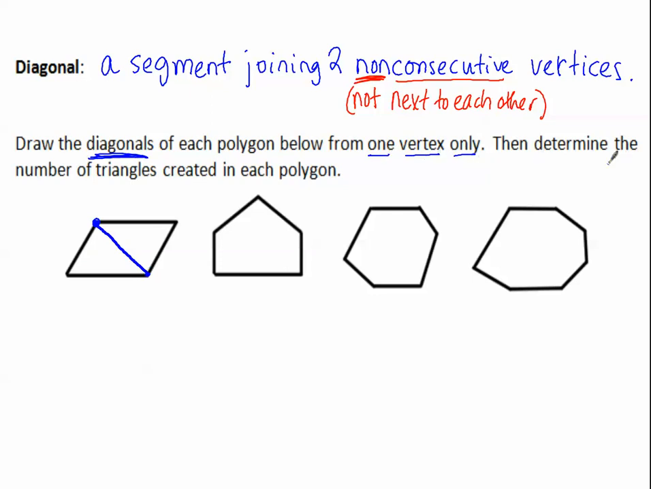Then we determine the number of triangles created in each polygon. I see a triangle here, that's one. I see a triangle here, that's two. So this picture has two triangles.